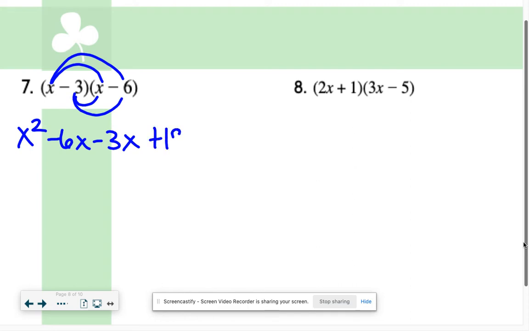Yep. And now we just check, can we combine anything? Yes. These in the middle, right? So we'll have x squared, negative 9x, plus, or minus 18. Good job.